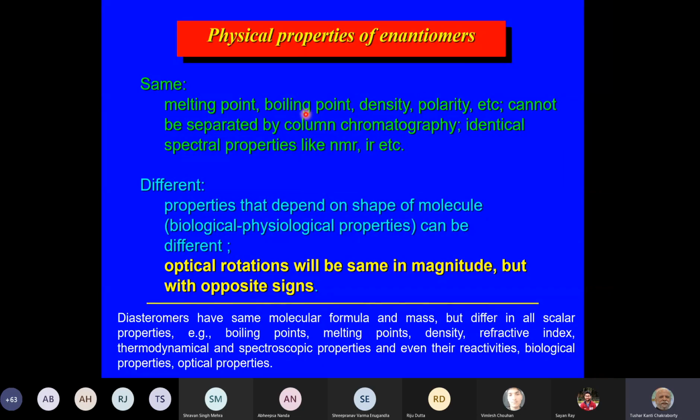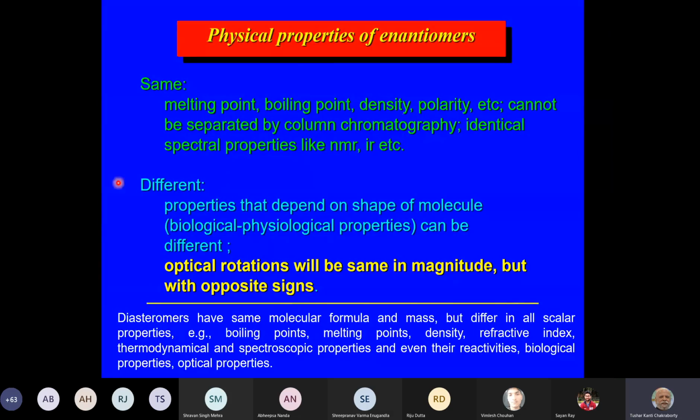Of course, sugar will not have a boiling point, but for any other molecule, if the two enantiomers are like lactic acid and so on, they have the same boiling point, the same density, the same polarity, and many other physical properties, and they cannot be separated by column chromatography. The normal silica gel column that we use to separate molecules cannot be used for separating enantiomers.